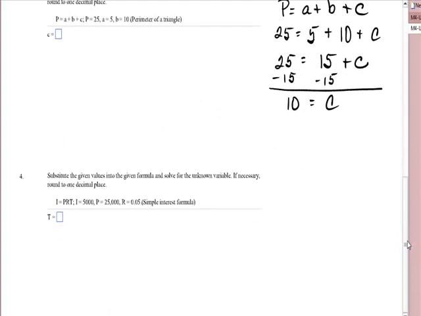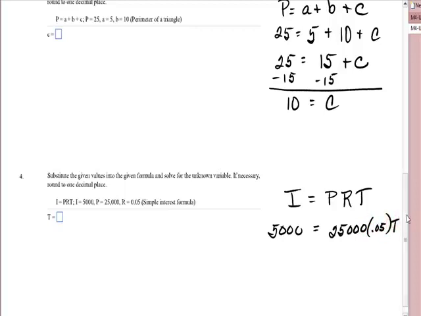Finally, the formula for simple interest. I is equal to principal times rate times time. The interest is 5,000. It's equal to, the principal is 25,000, times the rate, which is 0.05, and time is not given, so time is our unknown. I will simplify by multiplying those. 25,000 times 0.05 gives me 1250. So 5,000 is equal to 1250T.